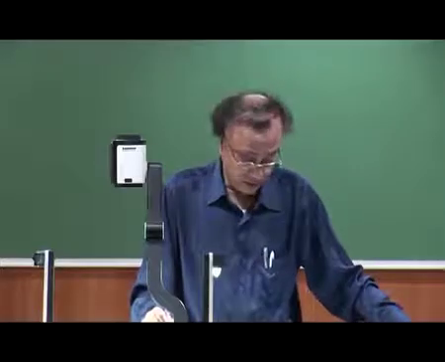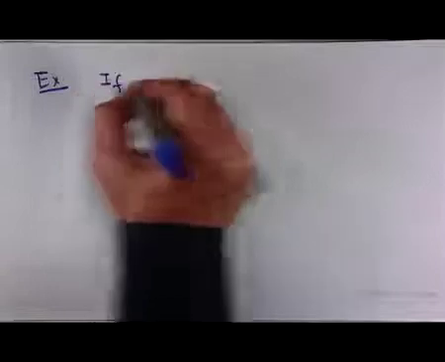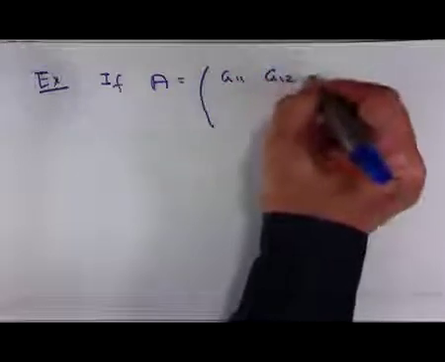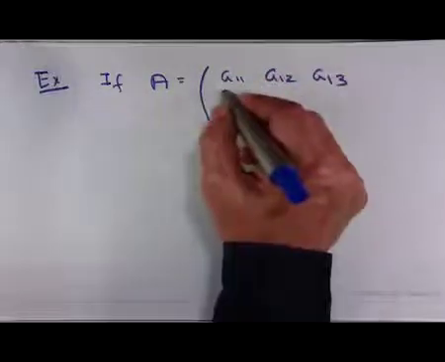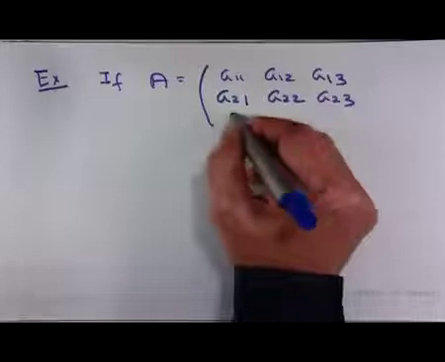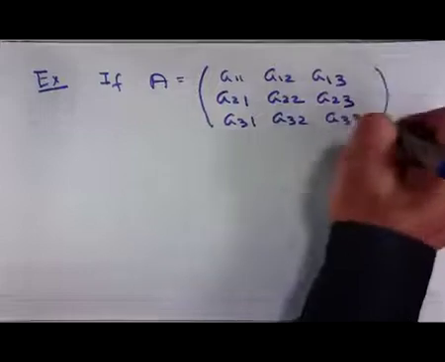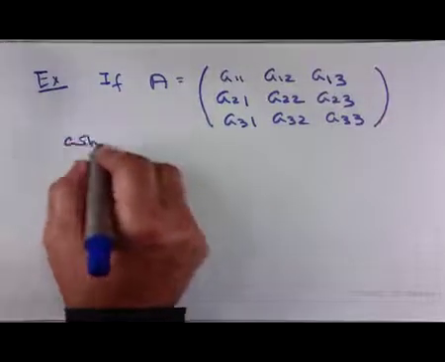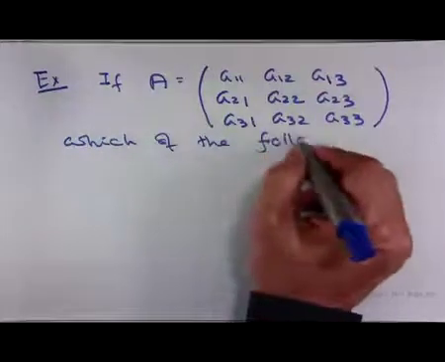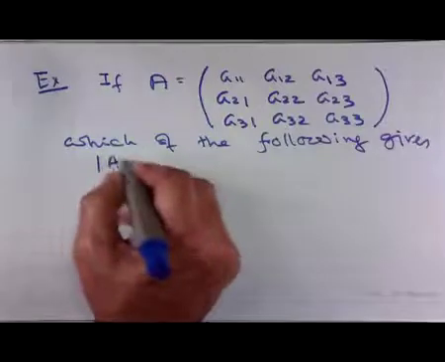Let me ask you a simple question. If A is equal to [a11, a12, a13; a21, a22, a23; a31, a32, a33], which of the following gives determinant of A?